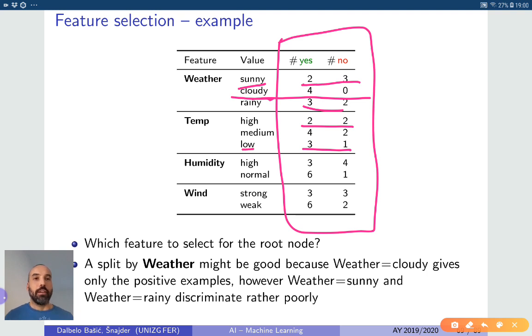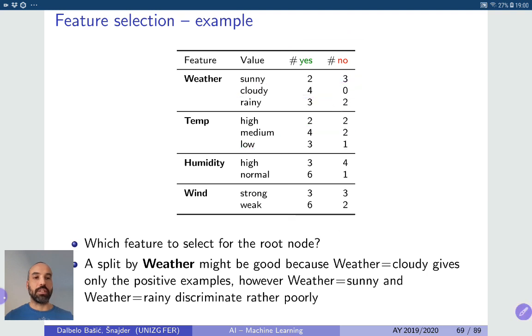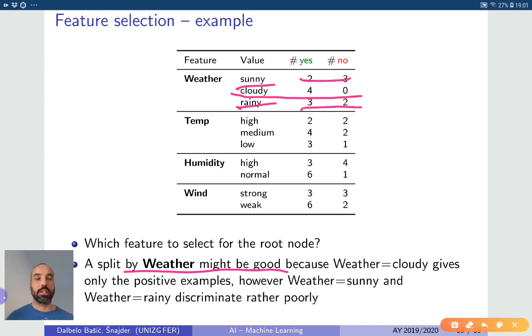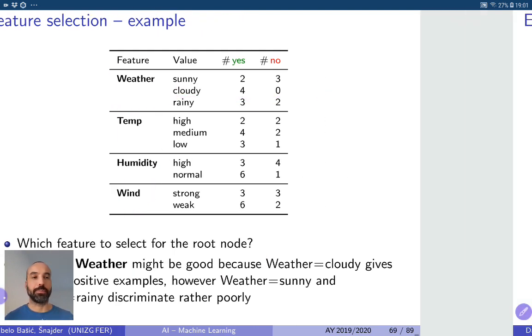So we need to come up with a criterion that looks into these numbers. The split by weather might be good, because the cloudy value does a good job. But then again, we also need to look into the other 2 values of the weather feature, where the split is less than perfect. And now we need to come up with some numeric score for weather, temperature, humidity, and wind, that will tell us which of the 4 to pick for the root node.